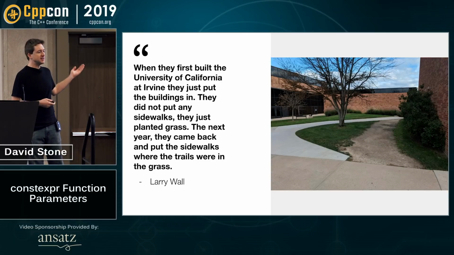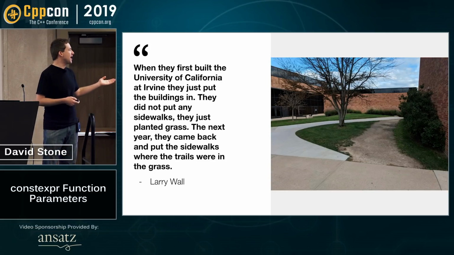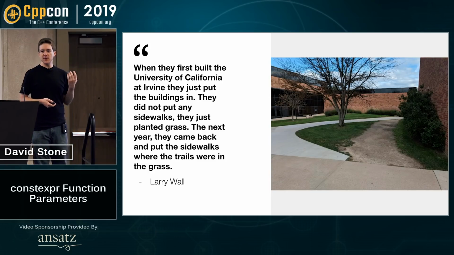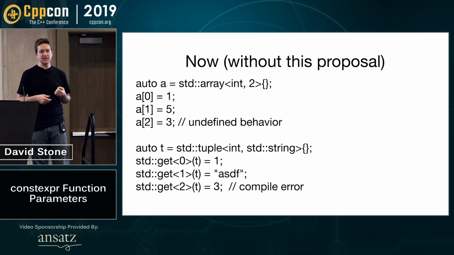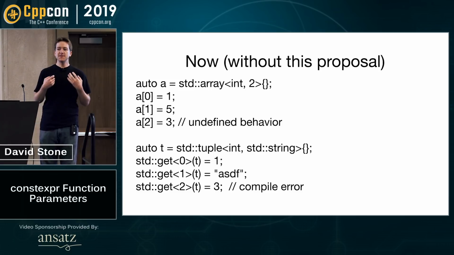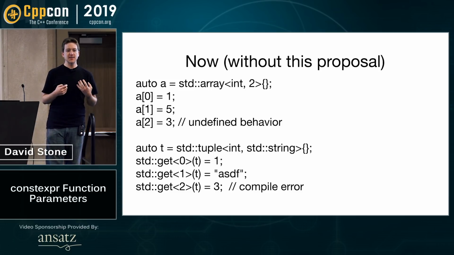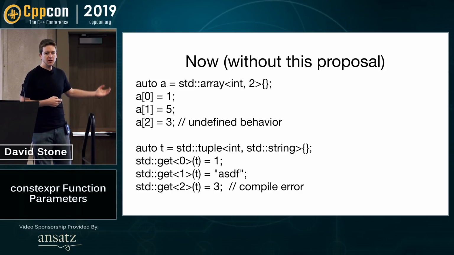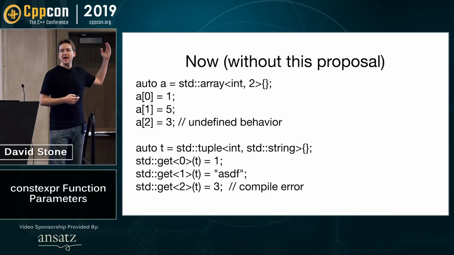And we see here what happens if we don't do that. If we build people a path that is not the path to where they want to go, they're going to make their own path that goes there. My proposal is that we should pave this path. So I'm going to give you a few examples of the types of things that we have to do today and the types of problems that we face because we do not have this ability to have a constexpr function parameter. So here we have arrays.